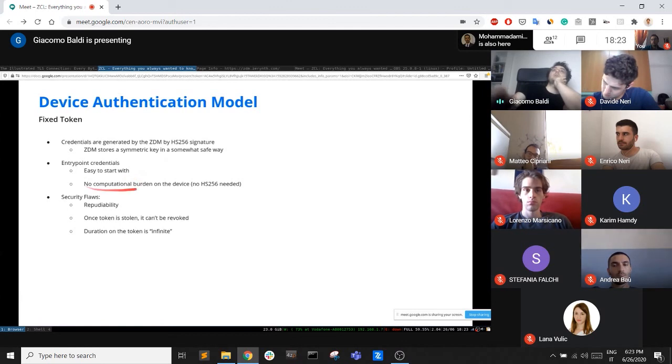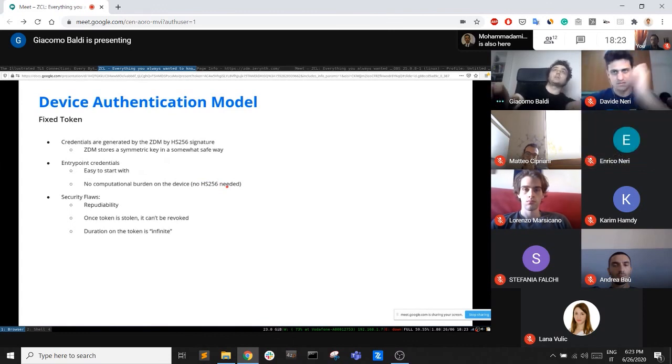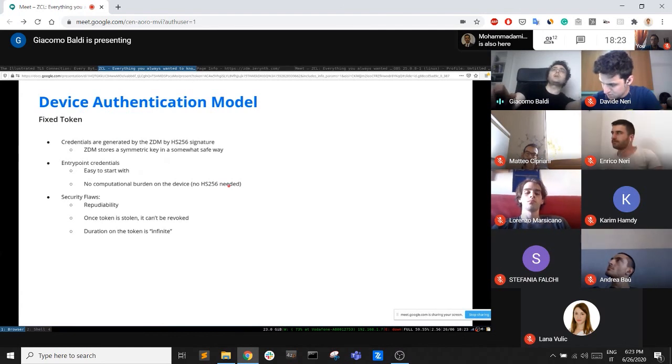There is no computational burden on the device, because the device does not need to know how to perform cryptographic primitives. It just has a token, generated by the CDM, which is fixed, never expires, stays in the firmware or in the flash or whatever, and it is used to accept that TLS connection, as credentials of the device, and to authenticate it.